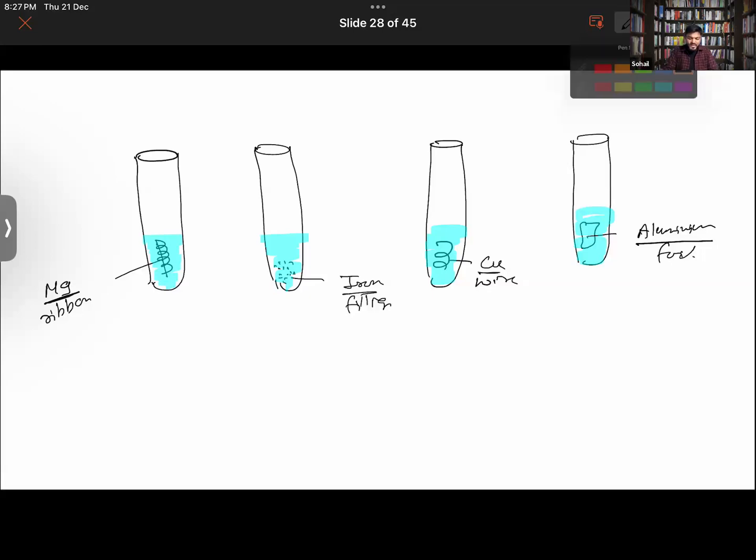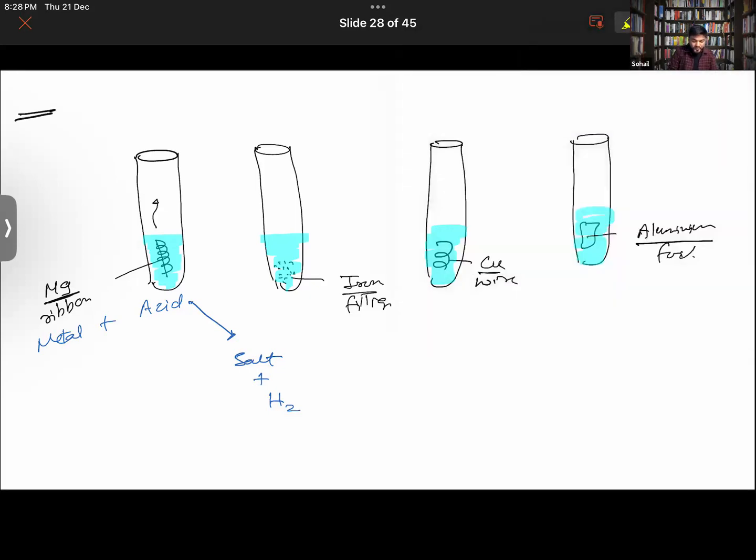So when the reaction takes place between a metal and an acid, what will be formed? Salt plus hydrogen gas should be formed. So the hydrogen gas should be emanating from the solution, it should be coming out. Now you will take a lighted matchstick and start to bring this matchstick near the mouth of every test tube, from where the hydrogen gas is being released.